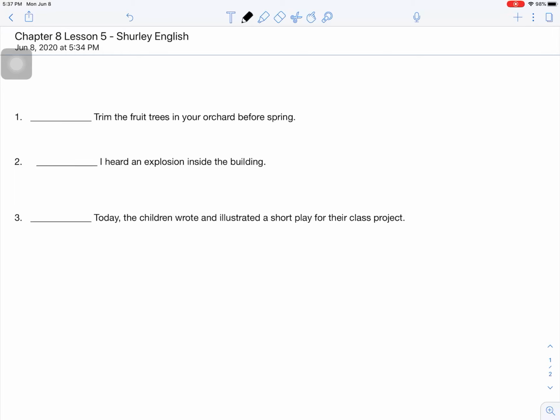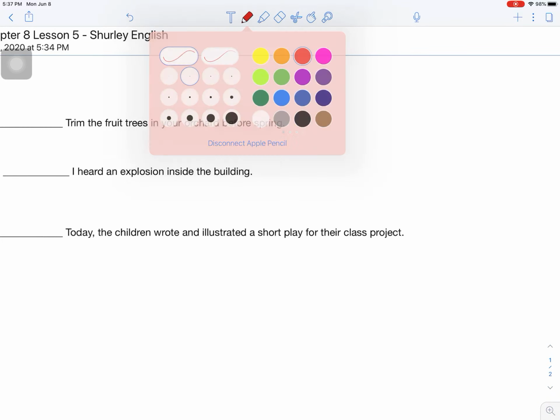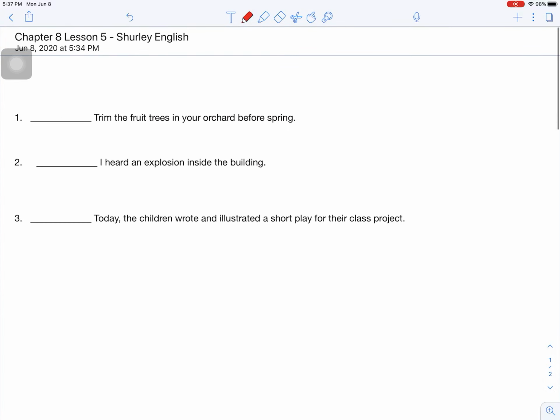Okay, grade 4, we are going to classify 3 sentences. Remember, we're still learning about pattern 2 sentences. So let's work our way through these 3 sentences first and have them all classified for you. So the first sentence is, trim the trees in your orchard before spring.